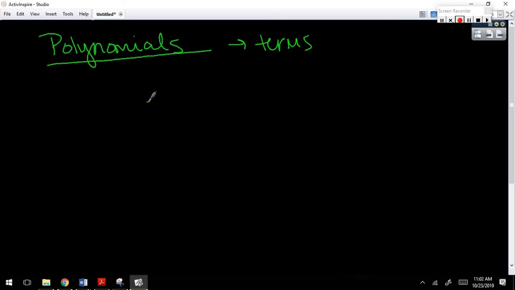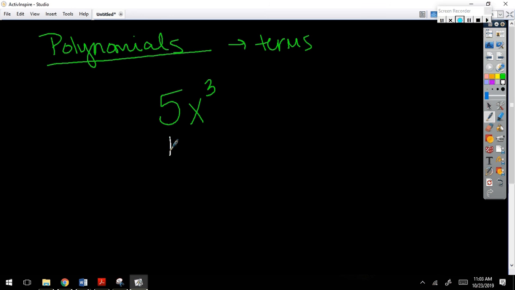Let me give you an example of a term. 5x to the third power is a term, okay? The 5 in front is, do you know what it's called? Coefficient. Yes. Three is the power or the exponent, okay?